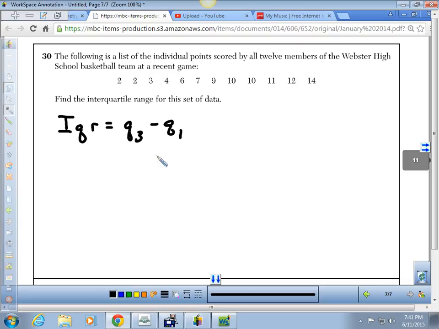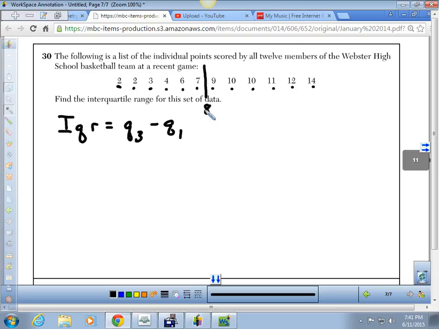How do I find quartiles? First off, what do quartiles do to a set of data? Split it into 4 equal sections, right? Well, before I can split it into 4 equal sections, I've got to split it into 2. What do I first need to find? The median. So 1 on each end, 2 on each end, 3, 4, 5, 6 on each end. What's the median? 8. The median is right there at 8.